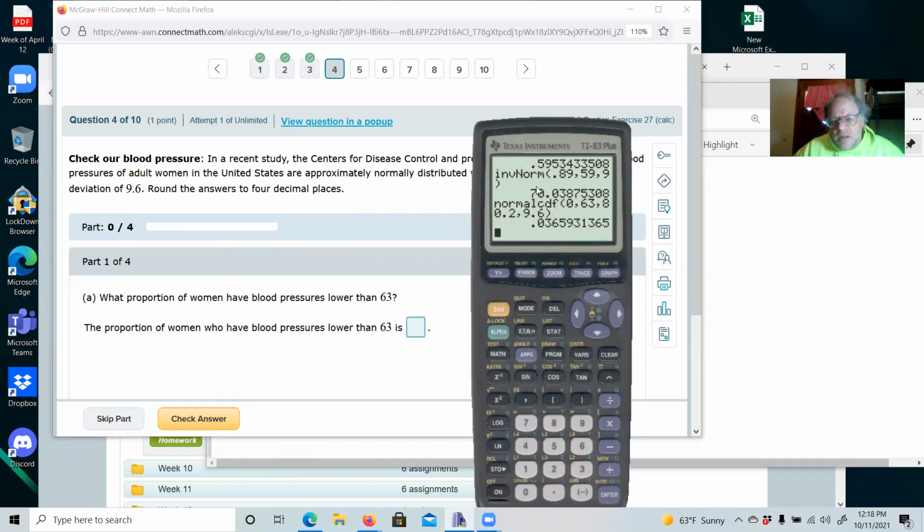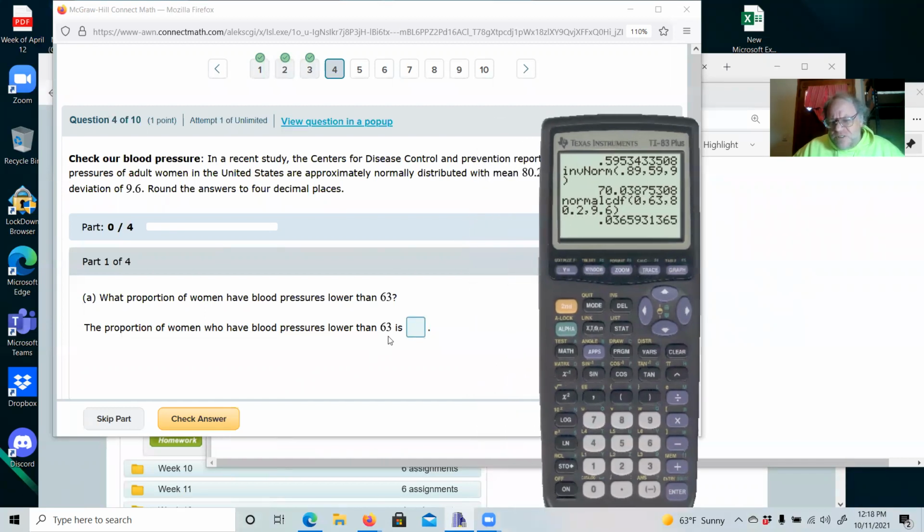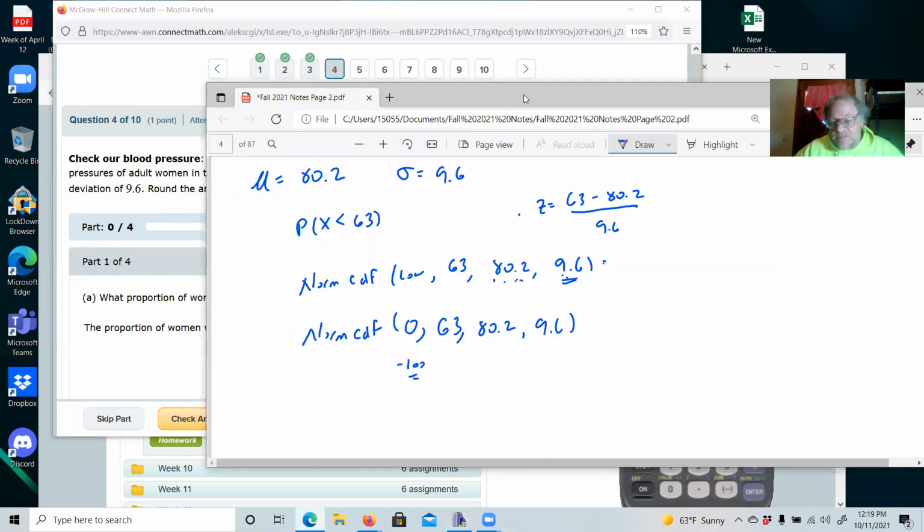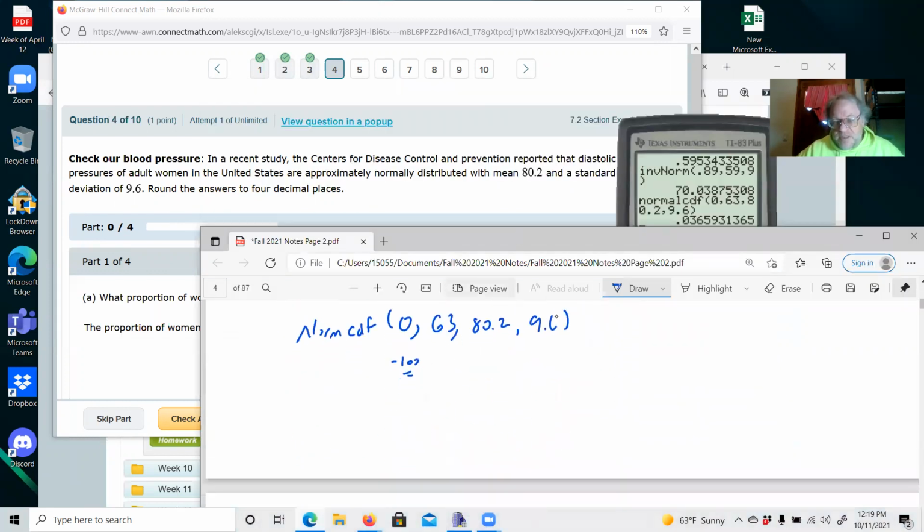Enter, go. 0.03. Because this is already about 2 standard deviations, you can estimate: we just call this 10. So how far away is 60 from 80? It's 20, so that's about 2 standard deviations. The fact that this is a small probability is reasonable. So we're going to say this is 0.03659, 1, 2, 3, 4 decimal places, so that turns into 0.0366.